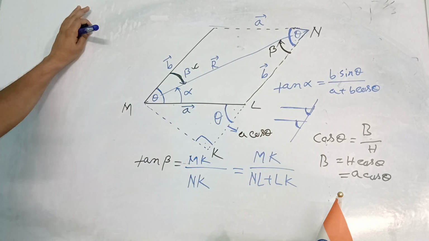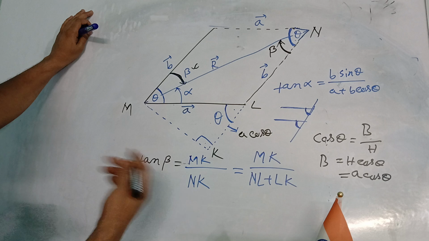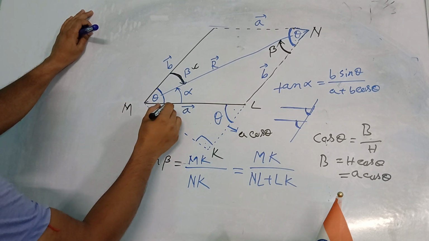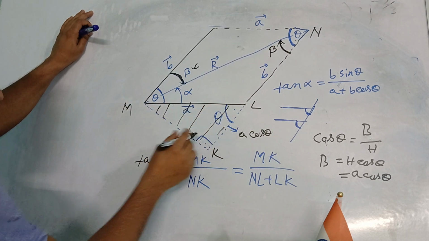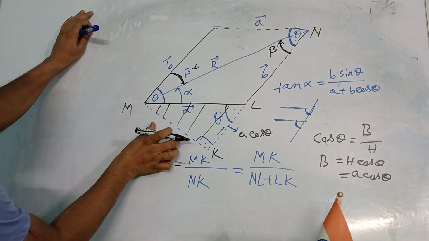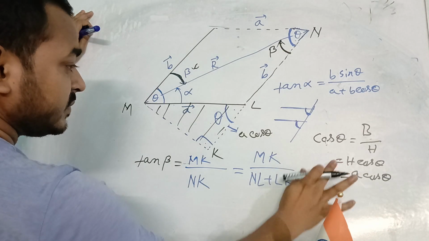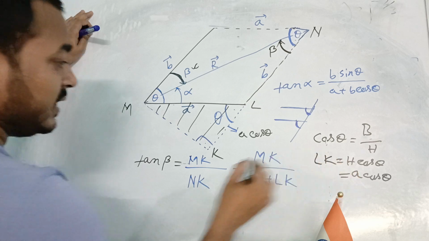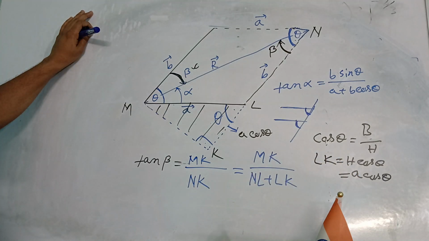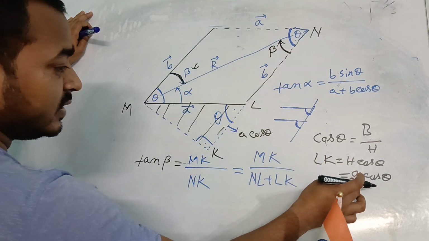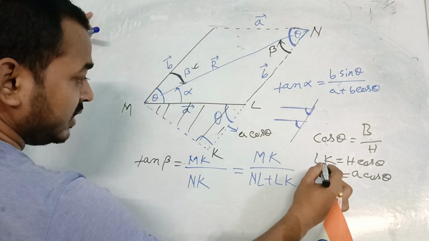Same principle, the same method we used before. This is the height for this right angle triangle. Now we have found the base, so what will the height be? Now what is the value of MK? This is the value of LK, it is the value of MK. LK equals H cos theta, and we are getting A cos theta.